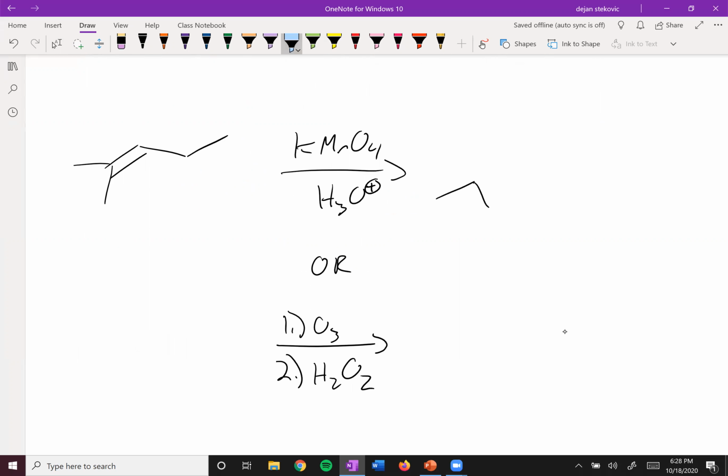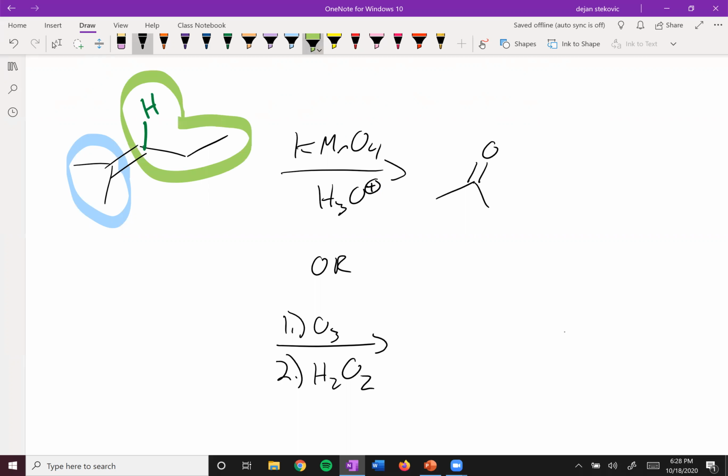This part of this component will stay the same. It'll still just be a ketone. But then over here, you can see we have a hydrogen here. And so that component is going to get switched out. Instead of a hydrogen here, we're going to have an OH here. And so you can see our products here, instead of being aldehydes and ketones, they're ketones and carboxylic acids.